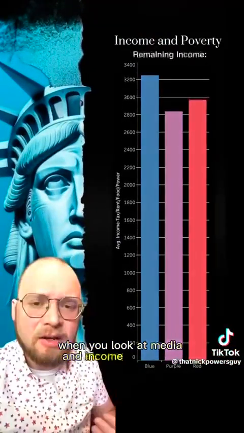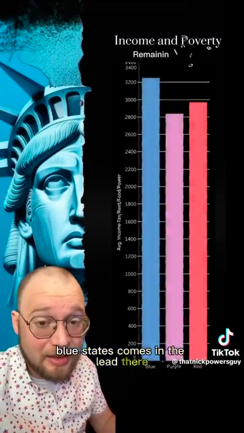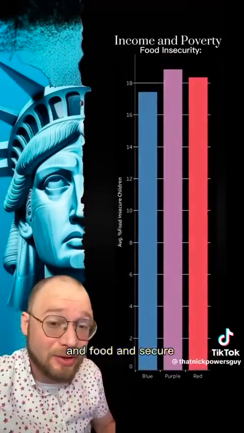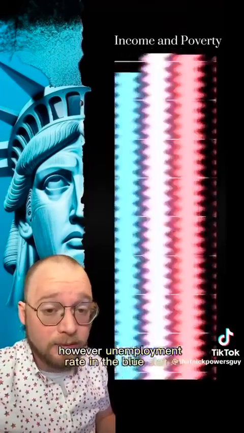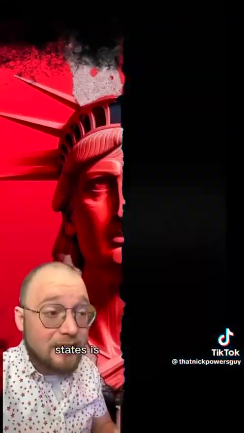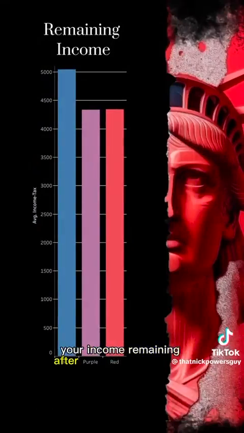When you look at median income remaining after taxes, rent, food, and power are taken out, blue states comes in the lead there. Blue states also have a lower percentage of food insecure adults and food insecure children. However, unemployment rate in the blue states is much higher. So it's a lot easier to get a job in red states than it is in blue states, but that job that you get in red states is much less likely to pay your bills. And although median rent is much higher in the blue states than it is in the red states, your income remaining after taxes is much higher, and that more than makes up for it.